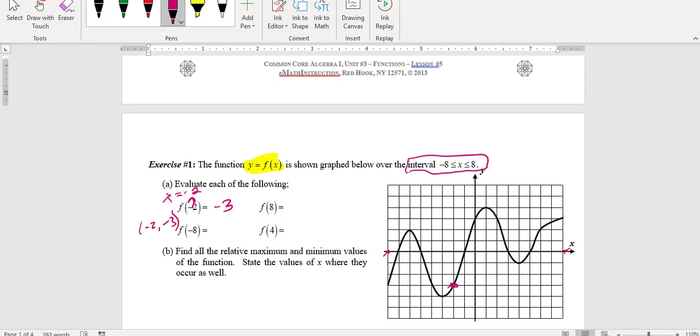f of -8, same idea. This really says that x equals -8. They're asking us for y. So 1, 2, 3, 4, 5, 6, 7, 8. And what's y? 1, 2, 3. Well, look, y is -3 again. So that's the point (-8, -3). See if you can figure out these two. Pause the video and do that really quick.